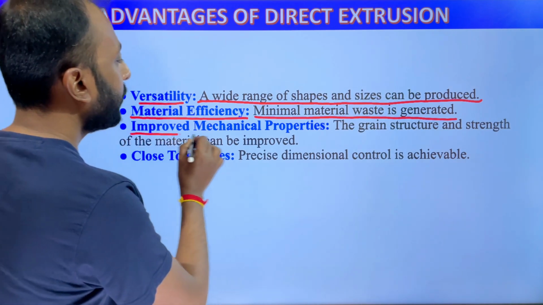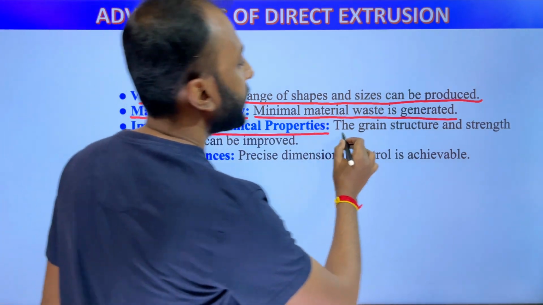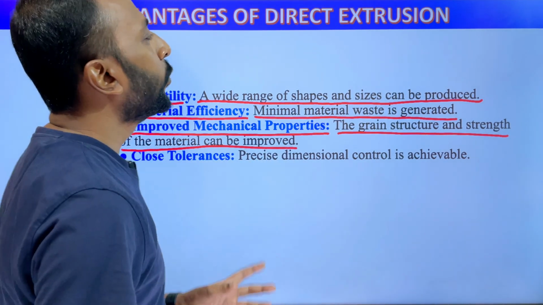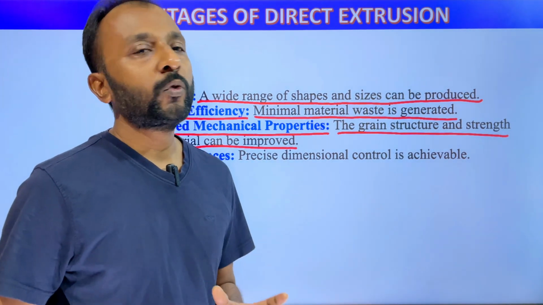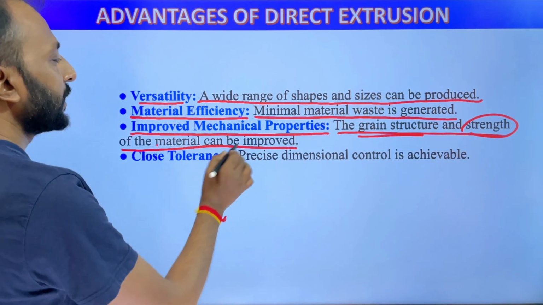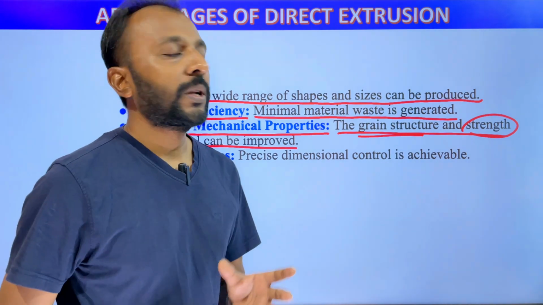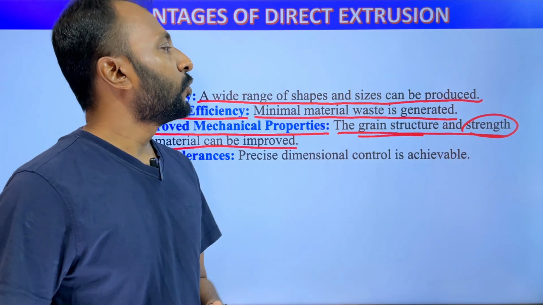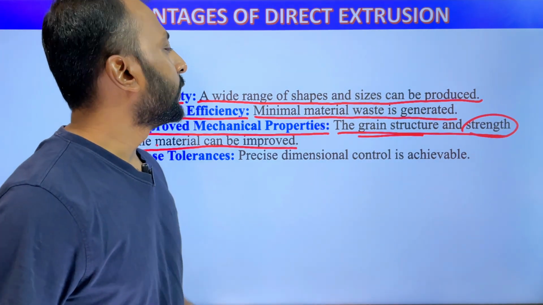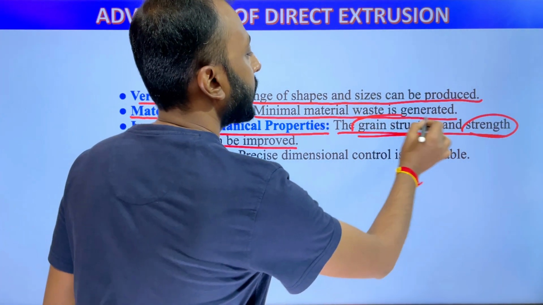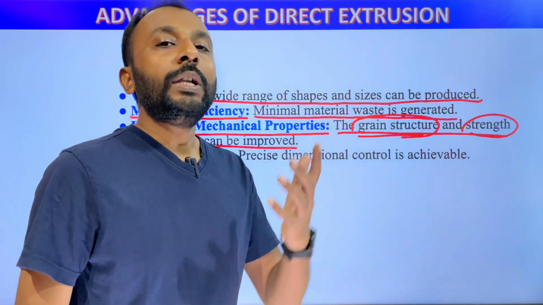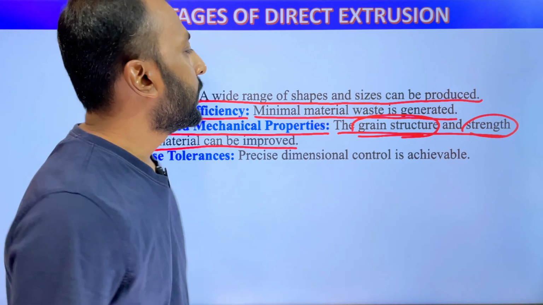Next is improved mechanical properties. The grain structure and strength of the material can be improved. So when we are doing hot direct extrusion process, then the grain structure and the strength of the material is being improved. This is only for hot direct extrusion process. When we are doing cold direct extrusion process, this is not applicable for that. Grain structure and strength of the material is improved only when we are doing hot direct extrusion process.